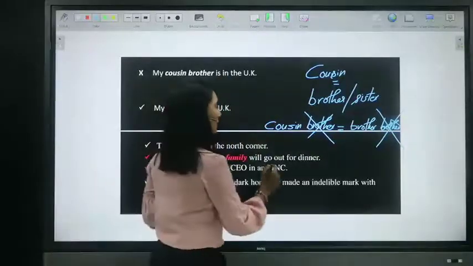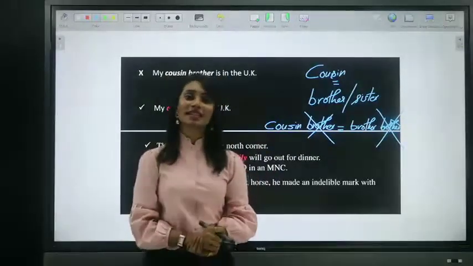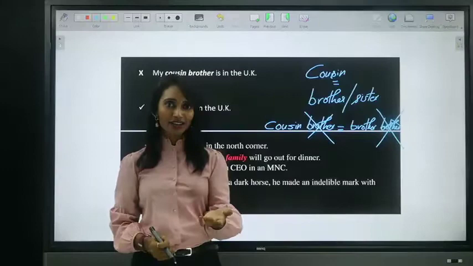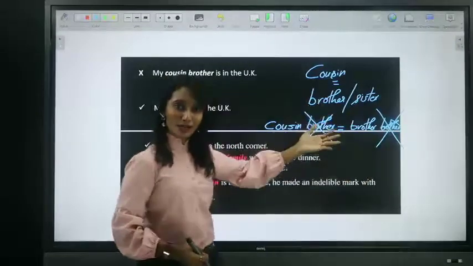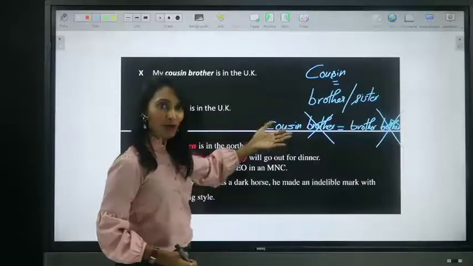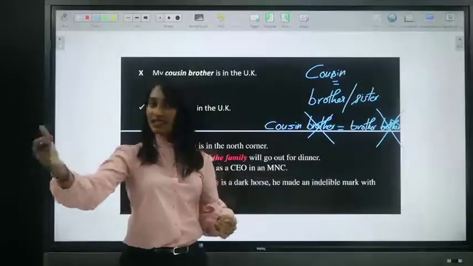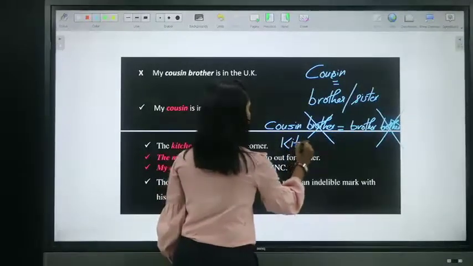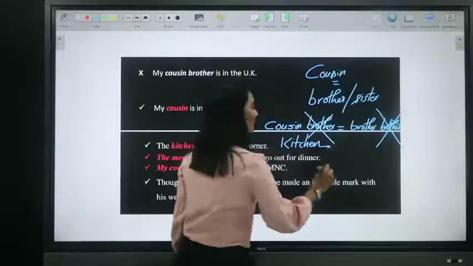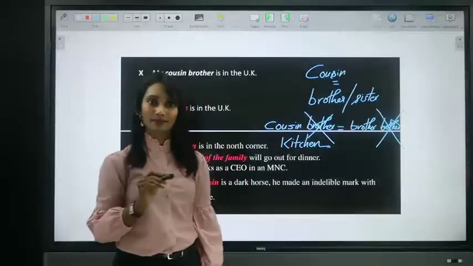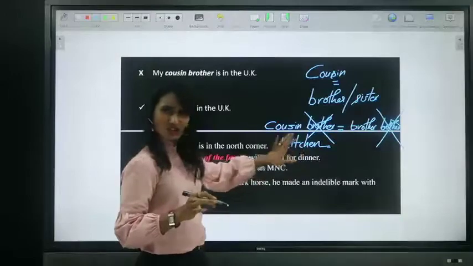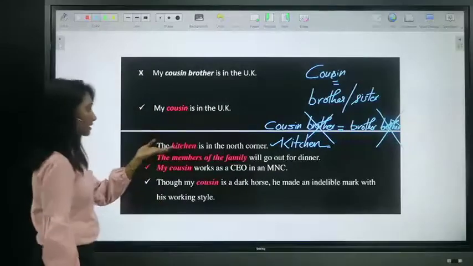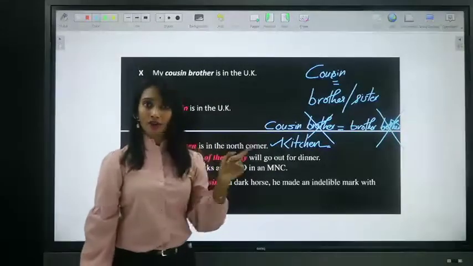In the same way, many people, when you take your guest for a home tour, will say, this is hall, this is master bedroom, this is children bedroom, and this is kitchen room. Guys, again, kitchen itself means a room meant for cooking. So do not use room with kitchen. You should not say kitchen room. It should be kitchen only. So look at these examples. The kitchen is in the north corner, not the kitchen room.